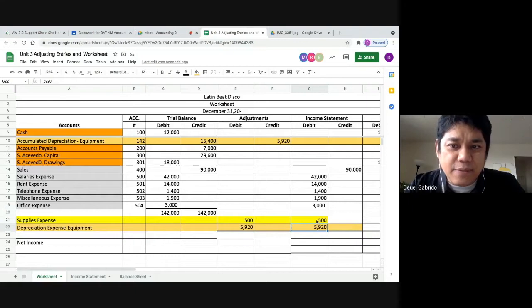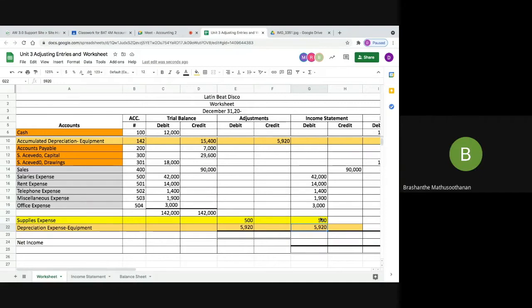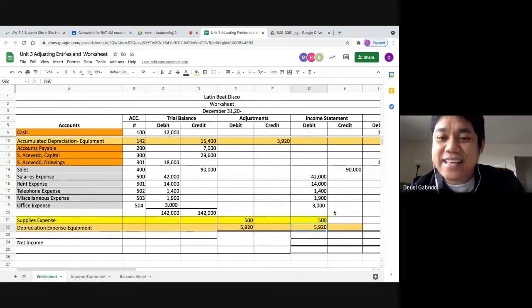Let's say we remove the 500 and then the 5,920. We did not recognize them, for example. What's going to happen? It will be overstated. It will be over, right? Okay, so let's now calculate the income.